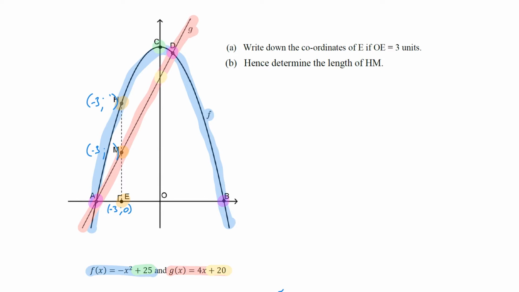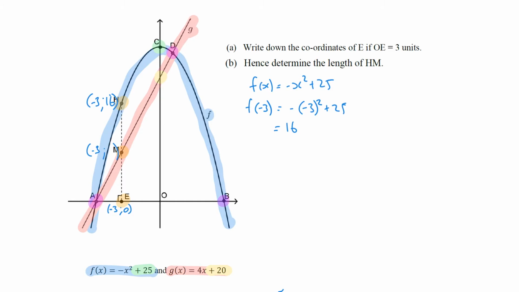Let's start with point H, and H lies on F. So the equation that we're interested in is f of x equals minus x squared plus 25. So if we input minus 3 to our equation, then our output, our y value, is also going to be on that line. So if we work that out, we get that f of minus 3 is 16. In other words, we've just worked out that the y value at that point is 16.